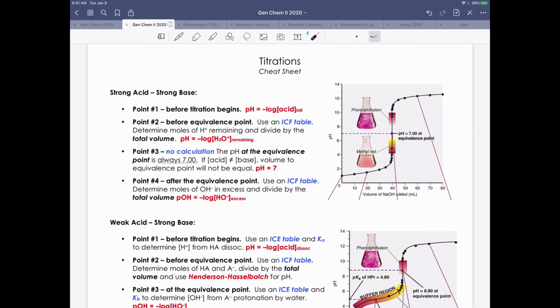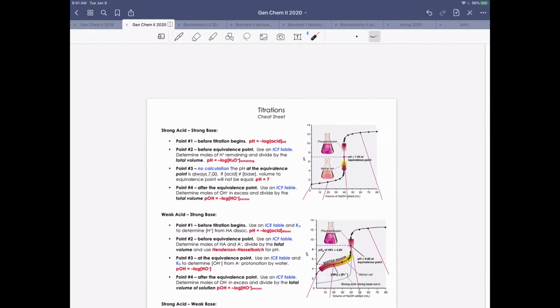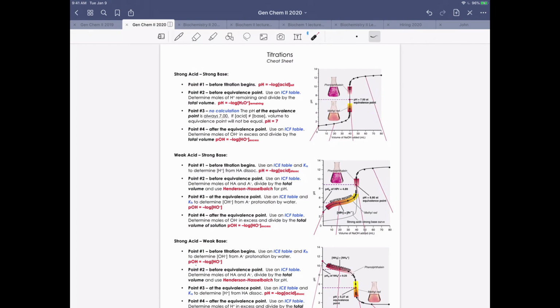After the equivalence point, the flip happens of what happened before the equivalence point. Now we're going to have hydroxide in excess. It was H plus that was still in excess in the previous step. So now, having hydroxide in excess, we can divide by the total volume, and we're going to be able to figure out the hydroxide concentration. Remember, that will give us pOH. We need to subtract that from 14 in order to give us pH.